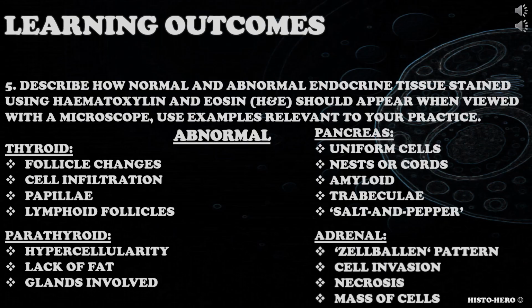The fifth learning outcome is for the candidate to describe how normal and abnormal endocrine tissue stained using H&E should appear when viewed with a microscope. Use examples relevant to your practice. How would abnormal endocrine tissue stained with H&E look microscopically? Let's have a look at the abnormal features.